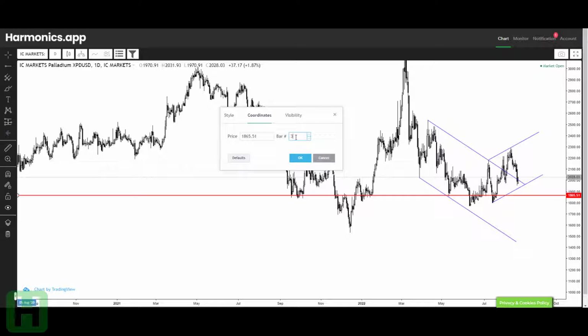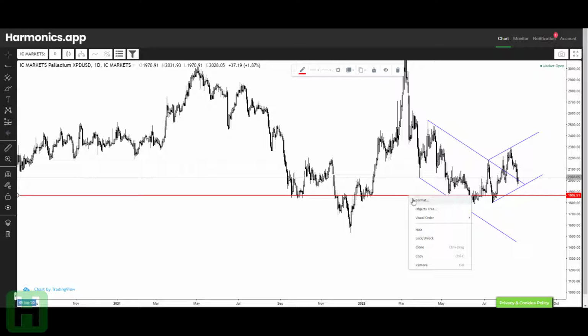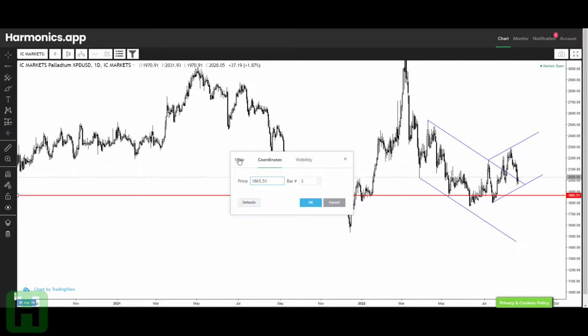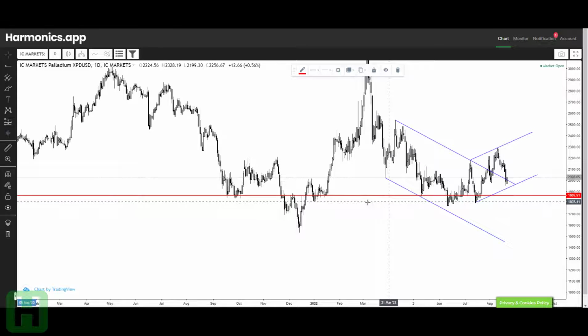When I put here the smallest number, which is 1, this line will stretch to the left as much as possible. Okay, price, okay, this is everything. Now I need to find where is the support.